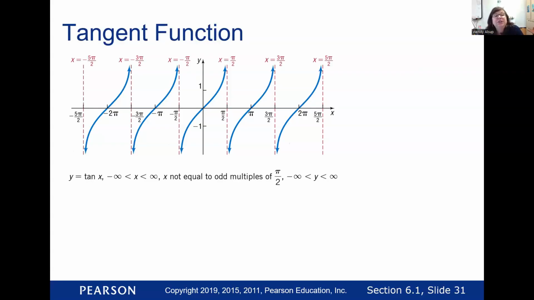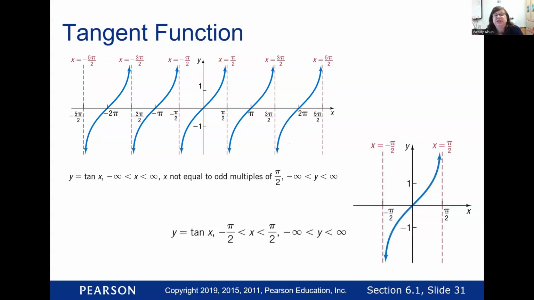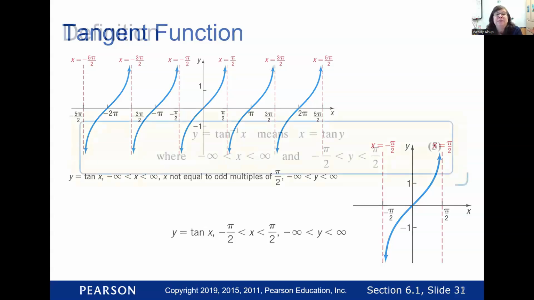All right, last but not least is tangent. Tangent has an asymptote at every odd multiple of pi over 2. And we are going to restrict ours again. This one's going to have the same restriction that sine did. Sine was restricted from negative pi over 2 to positive pi over 2. And we're going to restrict tangent that way too. So the domain of our original will be from negative pi over 2 to pi over 2. And that'll become the range of our inverse tangent. The range of the original goes from negative infinity to positive infinity. That will become the domain for our inverse.